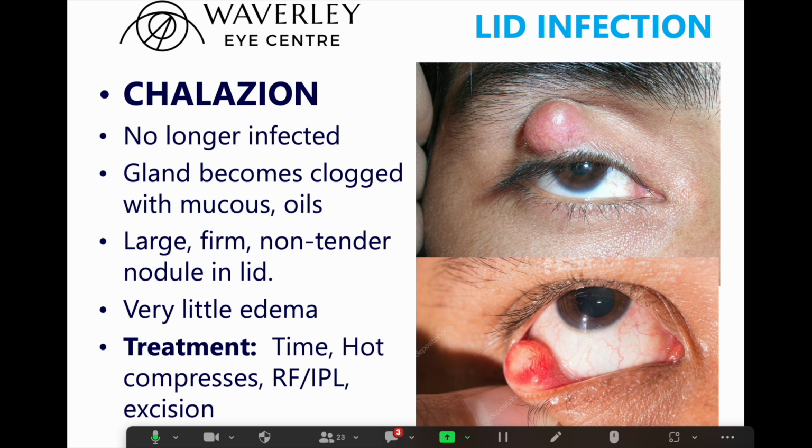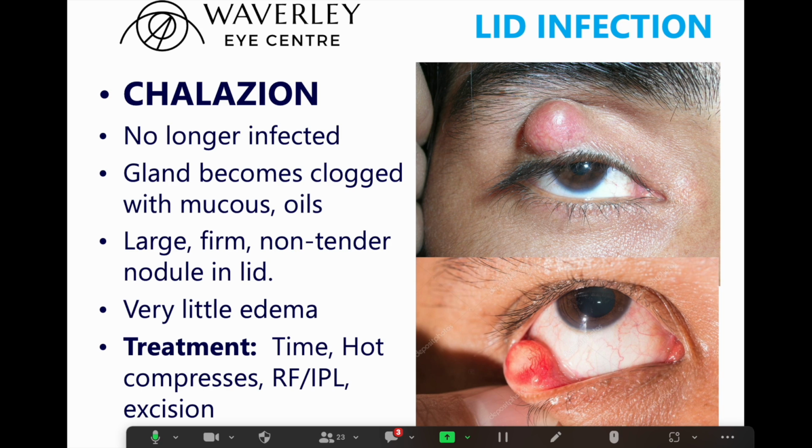So a chalazion, basically it's no longer infected, but the gland becomes clogged with all the mucus and debris in it, and you have this hard, firm, non-tender nodule in the lid. And so again, heat can be helpful.